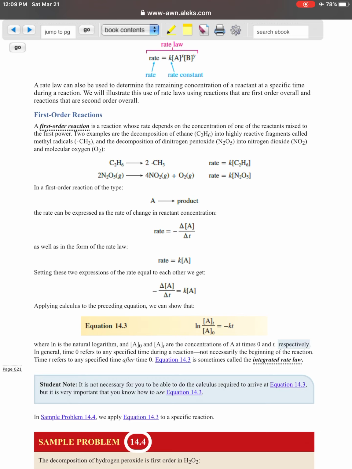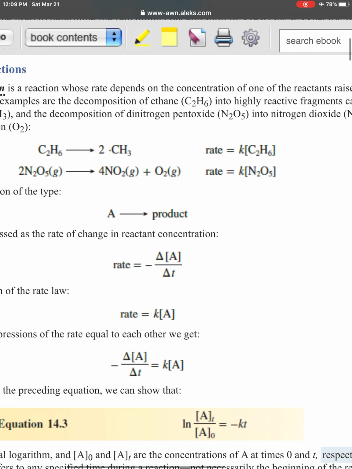So here are the examples we're going to look at. C2H6 turns into two CH3s with a rate equal to k times the concentration of C2H6. That's first order. 2 N2O5 turns into 4 NO2 plus O2. Rate equals k times the concentration of N2O5. That is also first order.